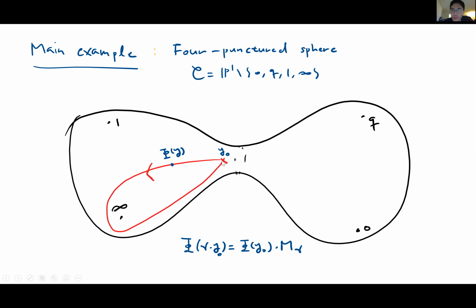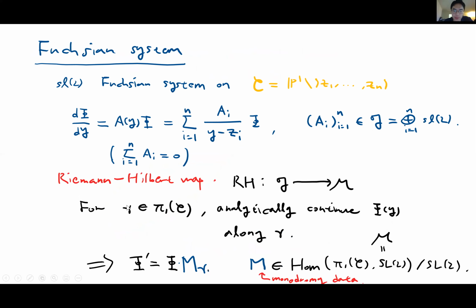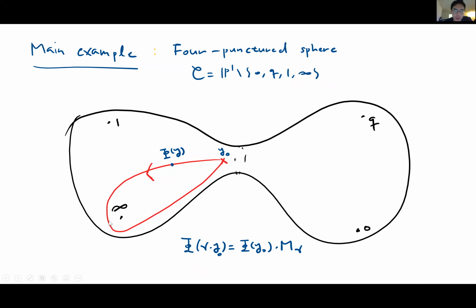And one example of the loop gamma that I wrote here is this loop, the red line. It goes around the puncture at infinity. So, for example, I can analytically continue the solution phi of y along this loop and come back to the original position y0. That's the left-hand side, and there will be a phi of y0 times a certain 2 by 2 SL2-valued matrix. So this exemplifies what I just told you, how we compute the monodromy data, how we define the Riemann-Hilbert map.